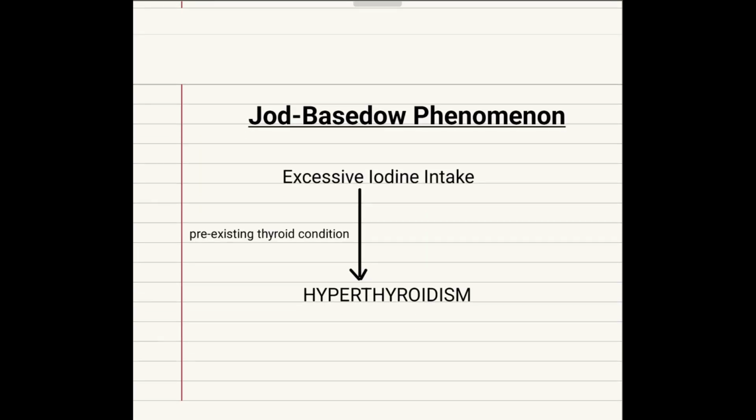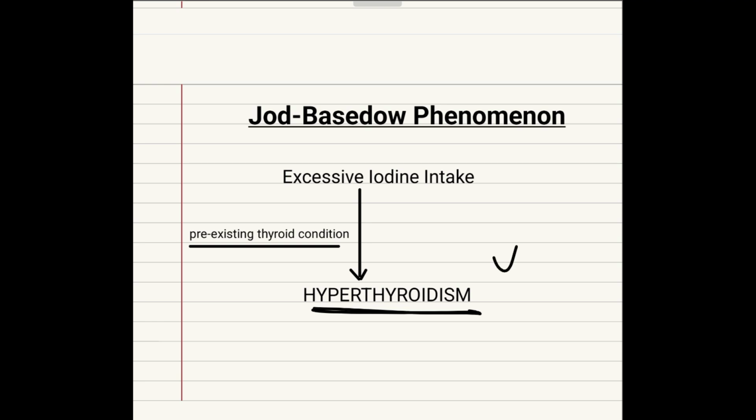Now, what is Jod-Basedow phenomenon? Suppose we are supplementing iodine in an iodine-deficient area, and because of already existing deficiency of iodine in that area, there may be people with pre-existing thyroid condition, for example, thyroid goiter, because of deficiency of iodine. In this case, when the people with pre-existing thyroid condition are exposed to higher iodine level, there is development of hyperthyroidism following iodine intake, characterized by sustained increase in thyroid hormone synthesis and eventually thyrotoxicosis.